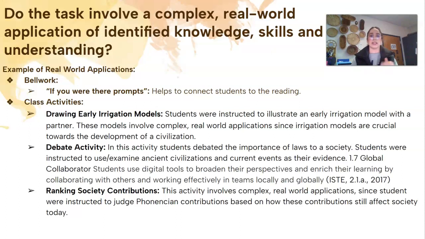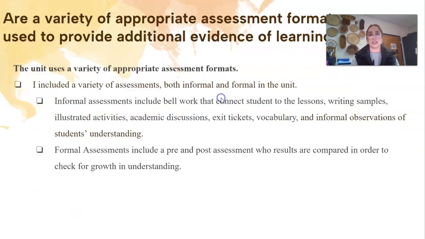Another thing that we did was ranking society contributions. This activity involves complex real-world applications, and students were instructed to judge Phoenician contributions based on how these contributions still affect society today, connecting it back to that big idea about how civilizations and things change over time. One of the main things I want my students to understand is that even though some of the things we're learning about happened thousands of years ago in the BC era, they are still something that we use, that affects us, and that is crucial to our society today. So I really like that ranking of society contributions.